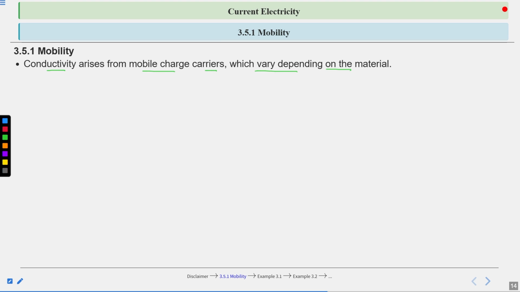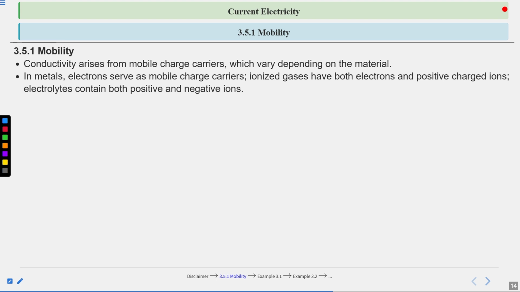So this is conductivity that arises from mobile charge carriers that are free to move, which vary depending on the material. Depending upon the material, conductivity varies. For silver it is very large, and for iron it is somewhat smaller than silver. Silver and copper have large conductivity. In metals, electrons serve as mobile charges that are free to move.